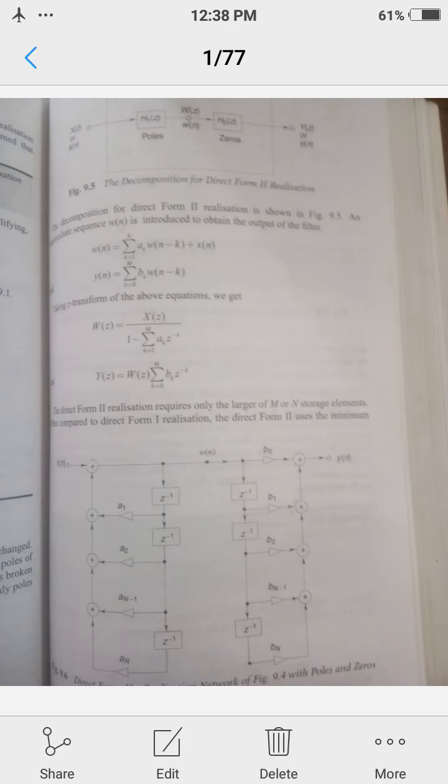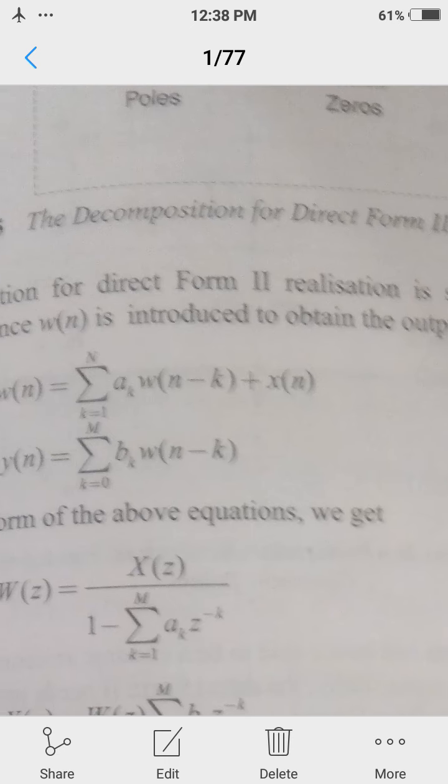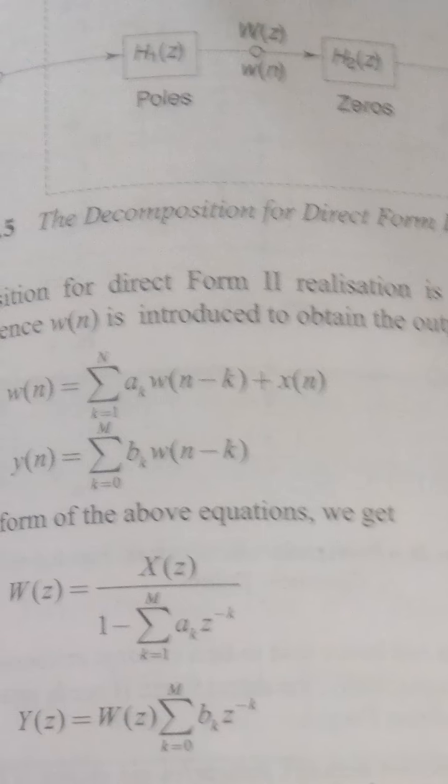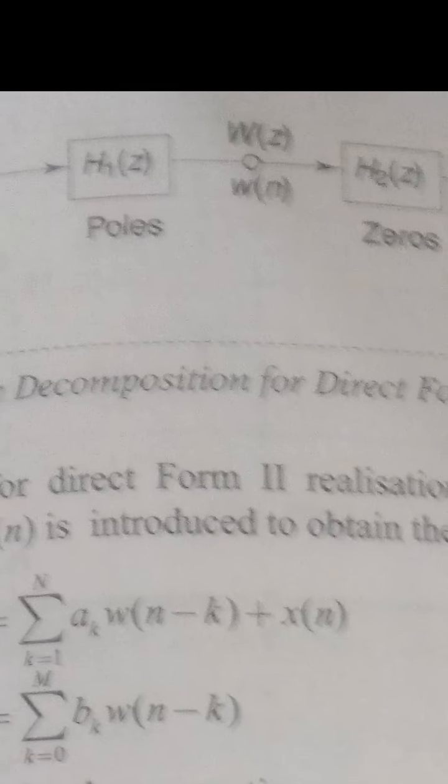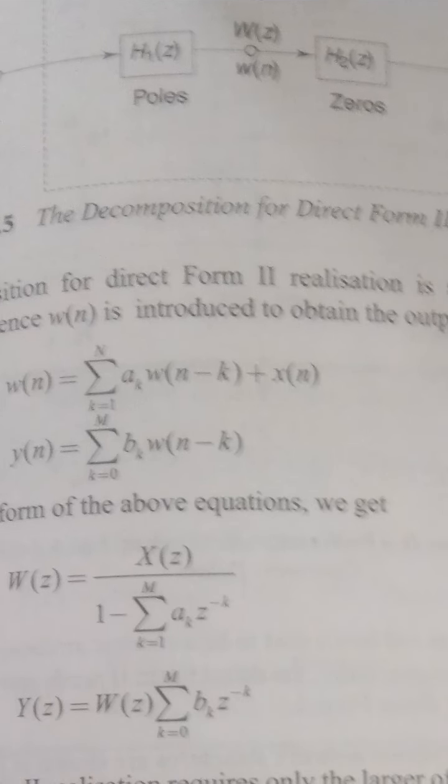So here the transfer function is broken into two parts, the product of H1(z) and H2(z), where H1(z) has only poles and H2(z) contains only the zeros. So H(z) is equal to H1(z) into H2(z), and H2(z) is equal to sigma k is equal to 0 to M, b_k z to the power minus k. So this can be decomposed for direct form 2 realization.